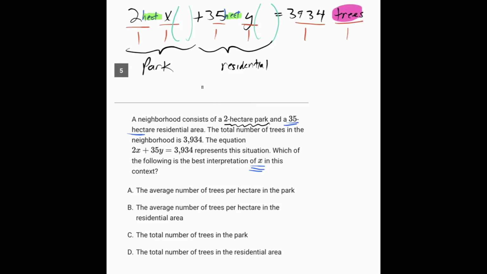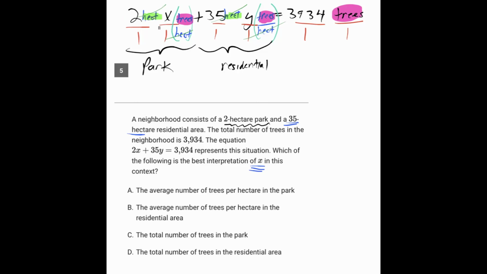So what do we need to multiply hectares by in terms of unit conversions to get trees? And the answer is really an easy one. The answer is trees per hectare, and I'll show you why. So I'll put trees per hectare here, trees per hectare there. And what happens is hectare cancels with hectare, leaving you with what unit? Trees, which is what we really needed.